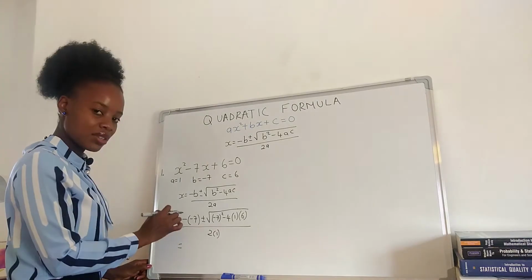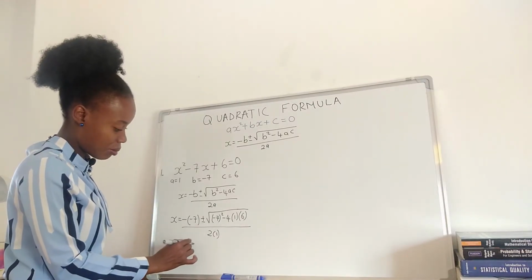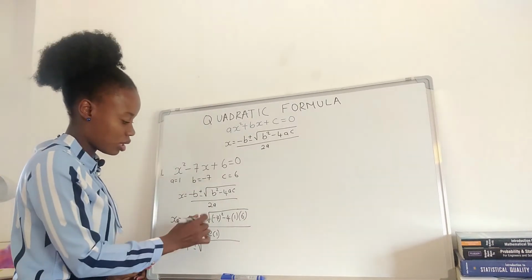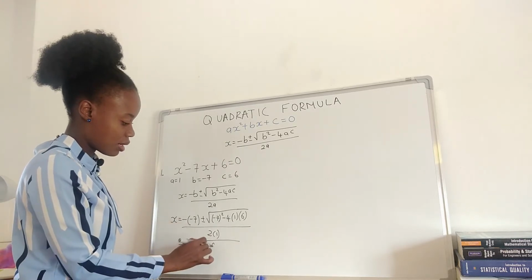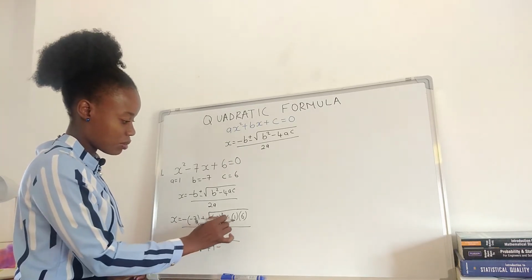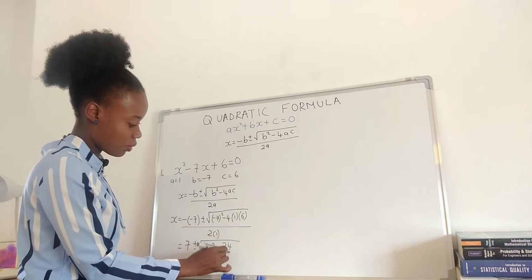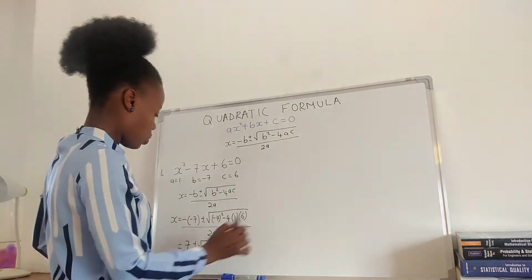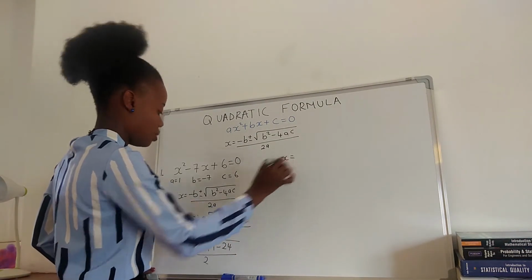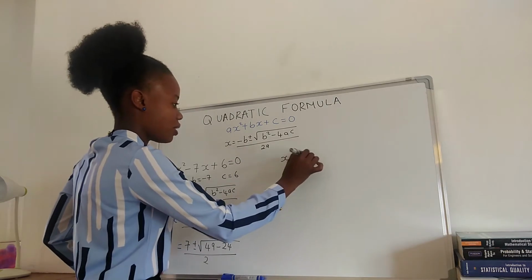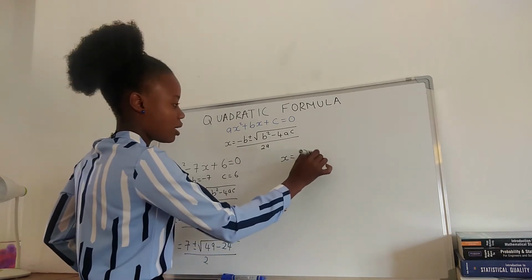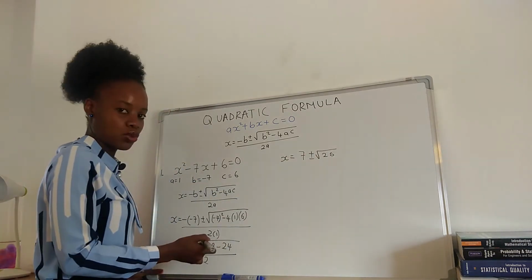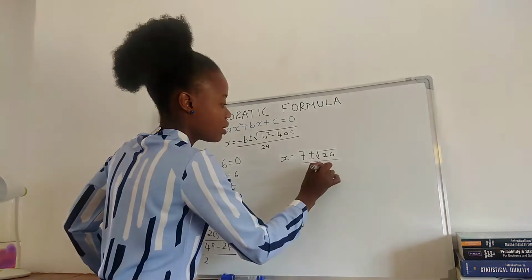So here we're going to have negative times negative 7 is 7, plus or minus the square root, you can find this in your calculator, okay? So 7 squared is 49, minus 4 times 6 is 24, divided by 2, okay? So we're going to have x is equal to 7 plus or minus the square root of 25, since 49 minus 24 is 25, divided by 2.